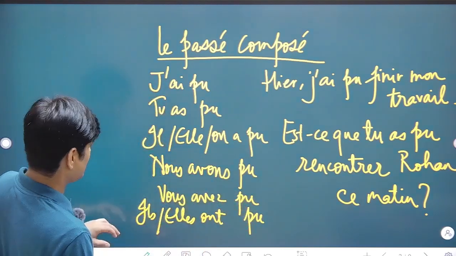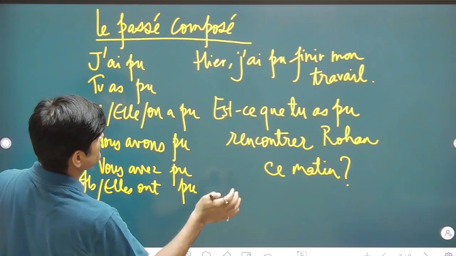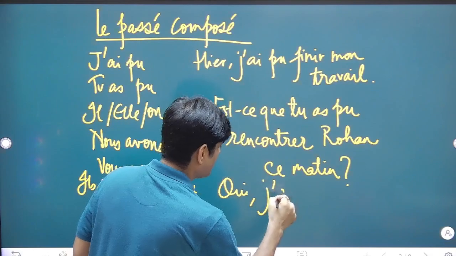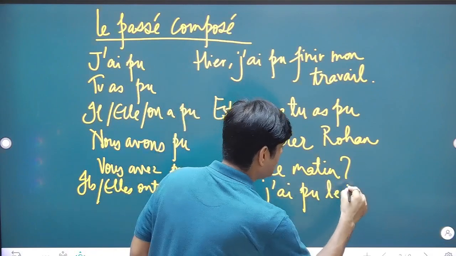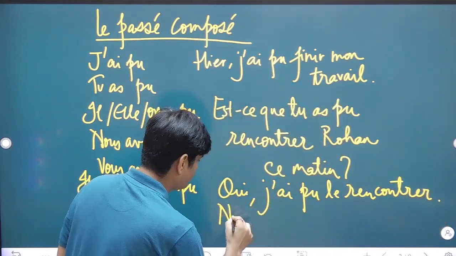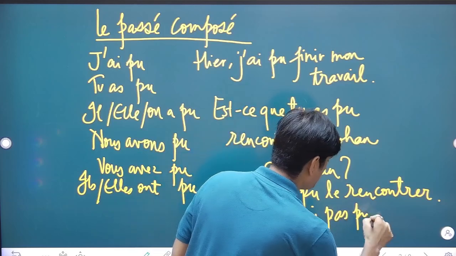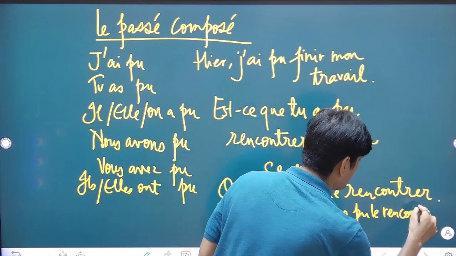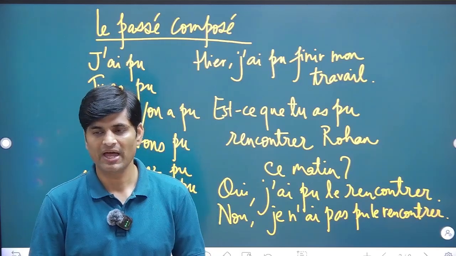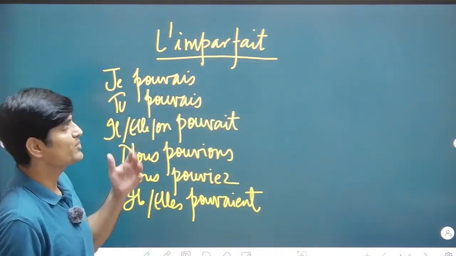So I'll write the answer for you so that you understand it in a better way. So you would see the answer is going to be oui, j'ai pu le rencontrer, or you would simply say non, je n'ai pas pu le rencontrer, which means yes, I could meet him, no, I could not meet him. I hope this is clear to you in the context of passé composé. Let's move ahead and let's see if the situation was for imparfait.